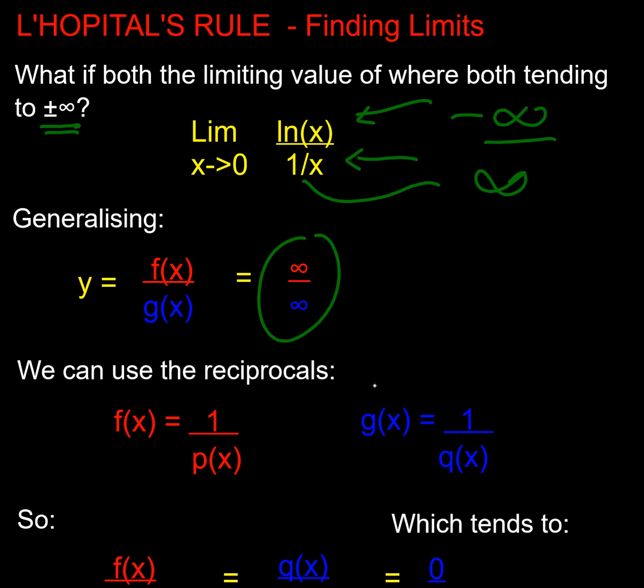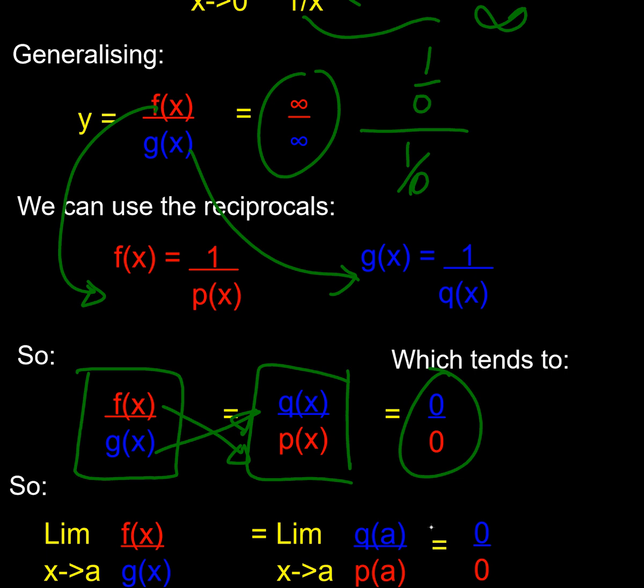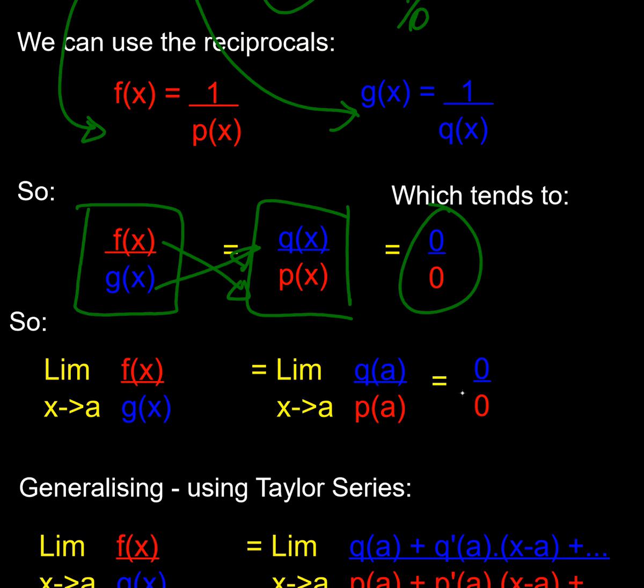Because I've got infinity over infinity, and I don't want that. Well, I could rewrite the top as being 1 over 0 and the bottom as being 1 over 0. So how am I going to do that? Well, I'm going to find the reciprocal of f, and the reciprocal of g, and if I put those into there, then f of x over g of x is going to be q of x, because those are reciprocals, which is now going to be 0 over 0. And I know what the rules are for that, I've just got to find the limit.